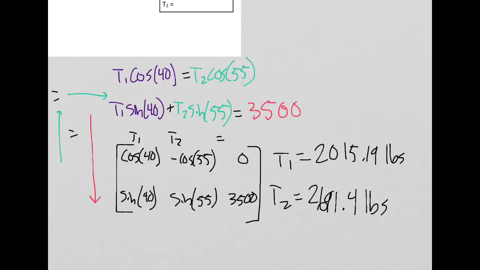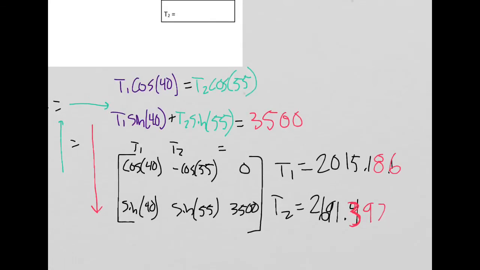My calculator was automatically rounding that for me for some reason. 2015.186, and then 2691.397. Keeping consistent, going to 3 decimal places like that. Yay.